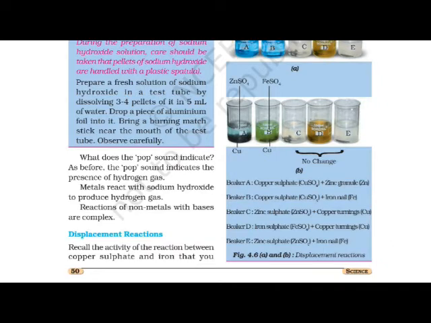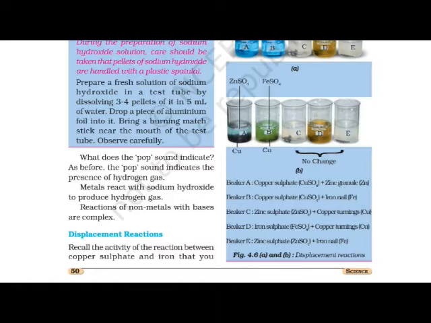What changes do you observe in the various beakers? We have read that one metal displaces another metal from its compound in aqueous solution. In beaker A, zinc replaces copper from copper sulfate. That is why the blue color of copper sulfate disappears and a powdery red mass of copper is deposited at the bottom of the beaker. The reaction can be represented as follows: copper sulfate, that is CuSO4, plus zinc, that is Zn, gives zinc sulfate, that is ZnSO4, plus copper, that is Cu.